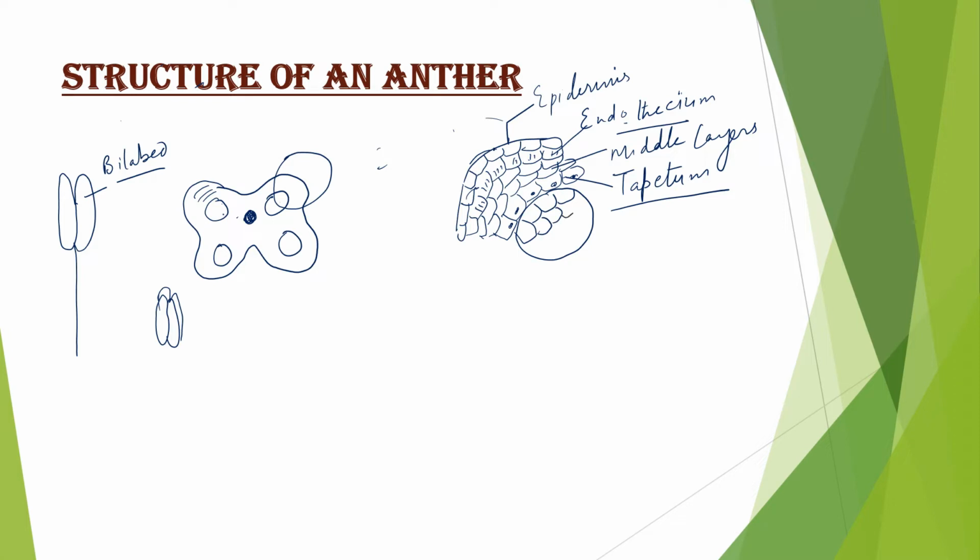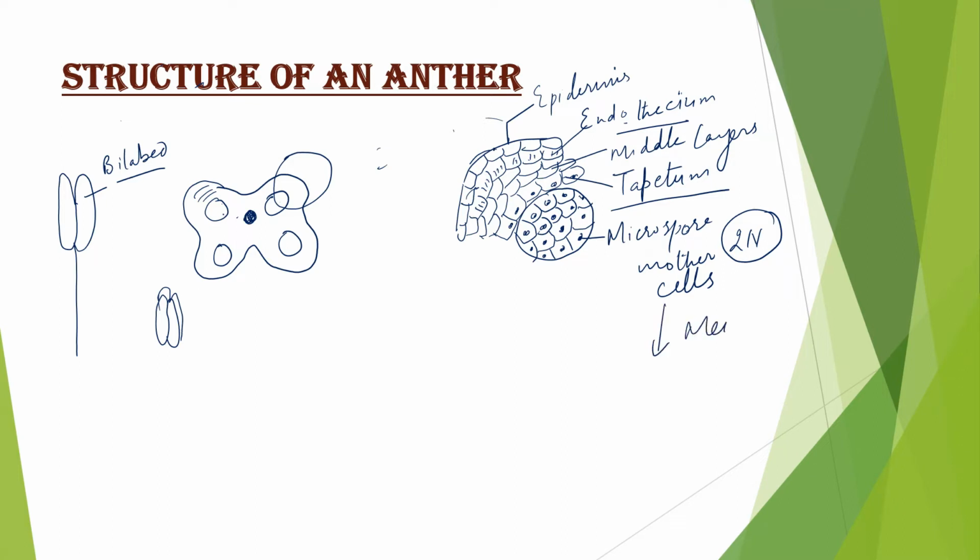Now here you will see inside, in what we just drew, the sporogenous mass in the young anther, which will have diploid nuclei. The cells containing these diploid nuclei are called the microspore mother cells. These are diploid.